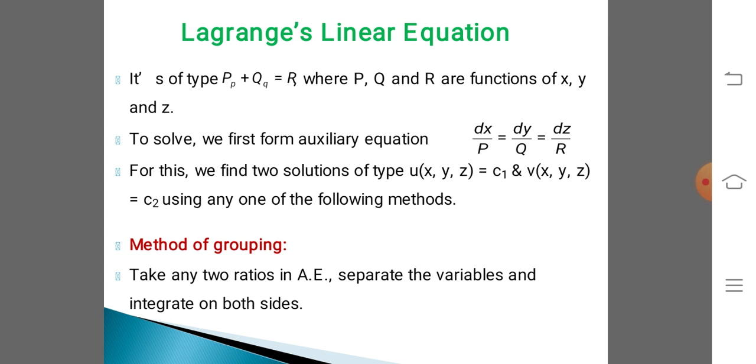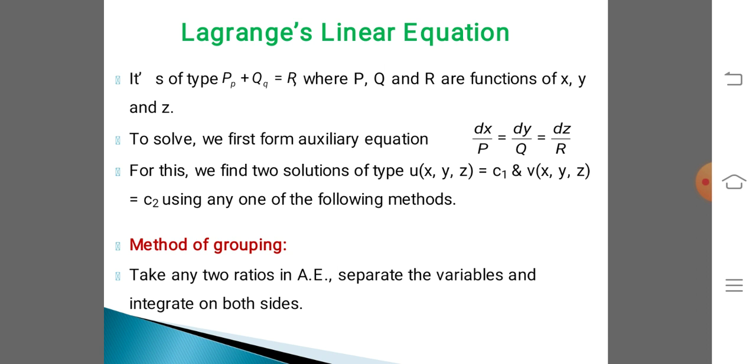To solve this type of Lagrange's linear equation, we have to first formulate the auxiliary equation by using dx by P equal to dy by Q equal to dz by R. So here the denominators P, Q and R can be taken from the given equation Pp plus Qq equal to R. So this identity dx by P equal to dy by Q equal to dz by R is said to be the auxiliary equation or subsidiary equation for this Lagrange's linear equation.